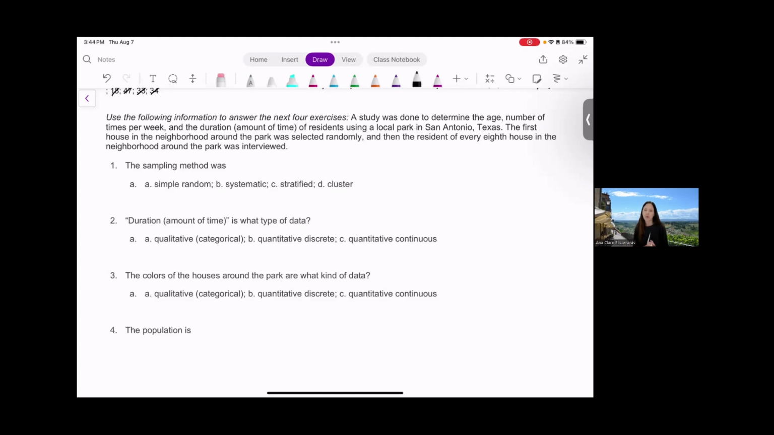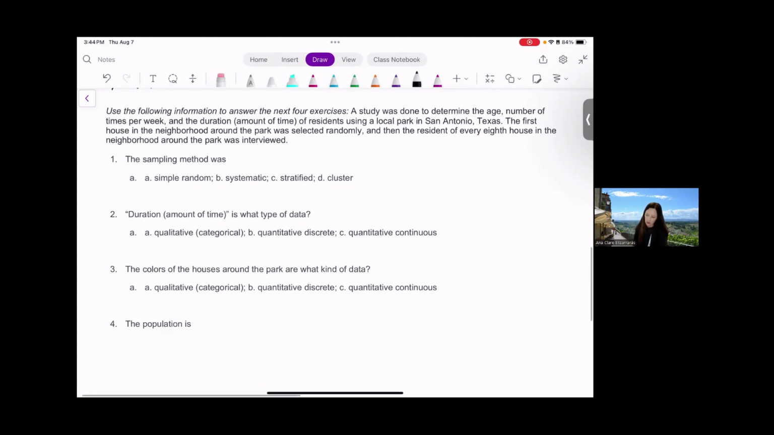So let's look at this example and identify the types of sampling that occurred and the type of variables and data that we have, as well as the population. A study was done to determine the age, number of times per week, and the duration, amount of times of residents using a local park in San Antonio, Texas. The first house in the neighborhood around the park was selected randomly, and then the resident of every 8th house in the neighborhood around the park was interviewed. What type of sampling method is this? Do you think that it's simple random, systematic, stratified, or cluster?